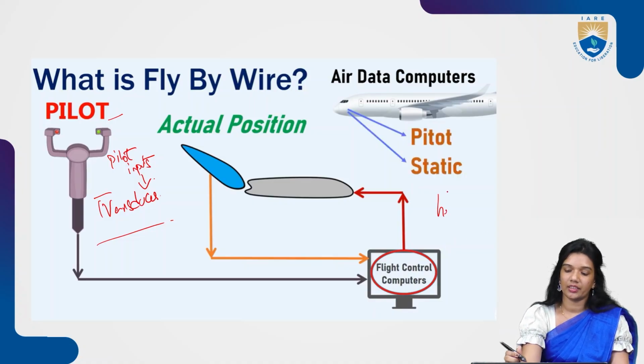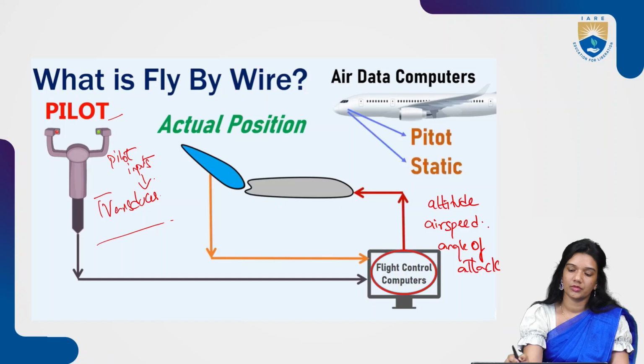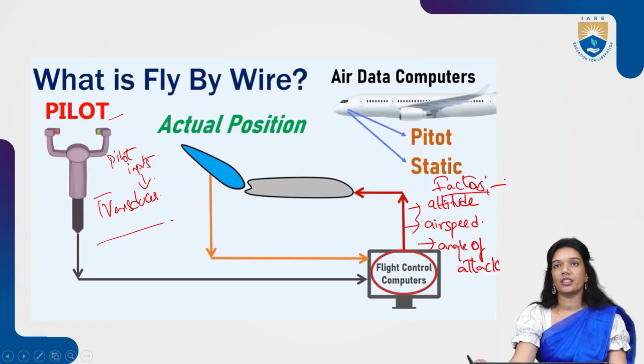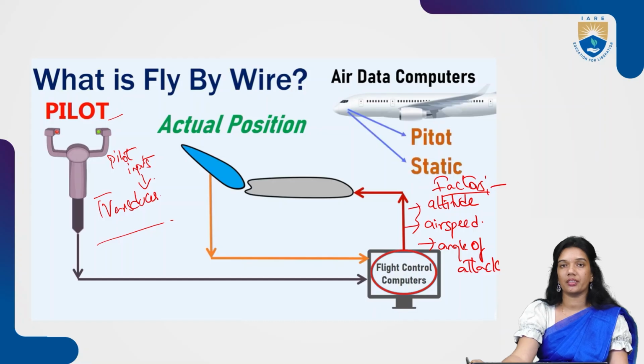let me not say height, let's just say altitude, airspeed, angle of attack. Okay, so these are the factors. These are the factors that are going to be assessed prior to the deflection of the elevator.